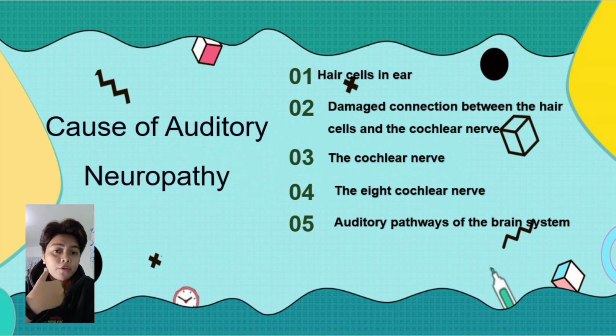That is why the cause of auditory neuropathy is the hair cells in the ear, or second, the damaged connection between the hair cells and the cochlear nerve. Third would be the cochlear nerve itself being damaged. Fourth would be the eighth cochlear nerve failing to receive the nerve impulses or signals from our inner ear and transmit them to the brain. Or lastly, the auditory pathways of the brain system are actually damaged themselves.